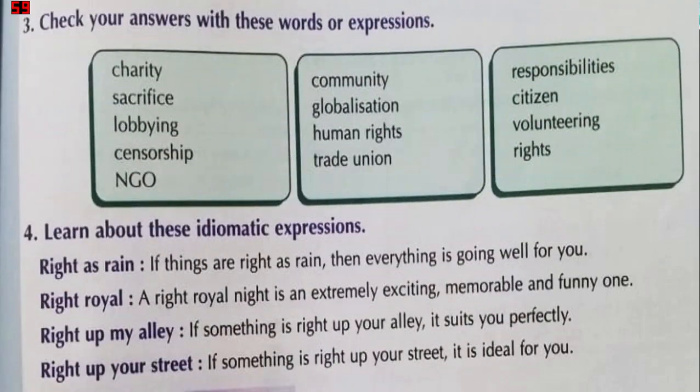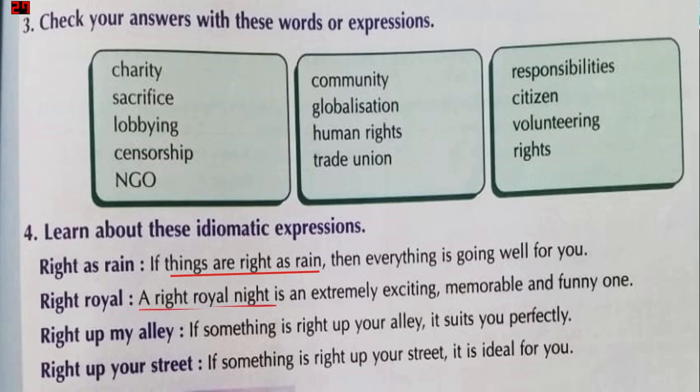Next exercise. Number 4. Learn about these idiomatic expressions. إذن هنا عندنا واحد مجموعة ديال الأمثلة نشوفوها. المثال الأول right as rain. If things are right as rain then everything is going well for you. إذا كان شي حاجة كنقولوا لها it is right as rain بمعنى أنها ماشية مزيان.